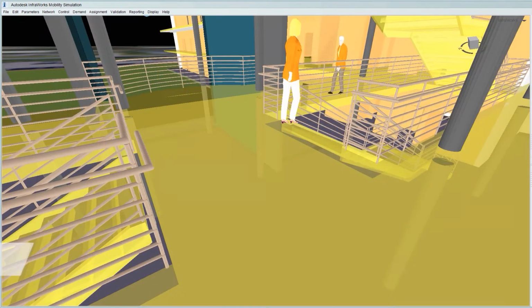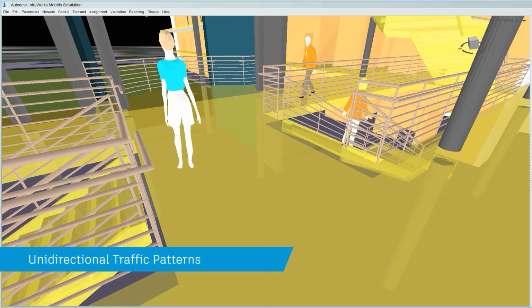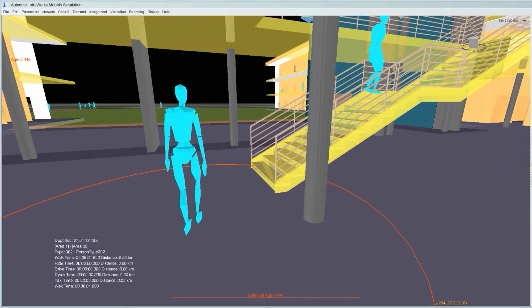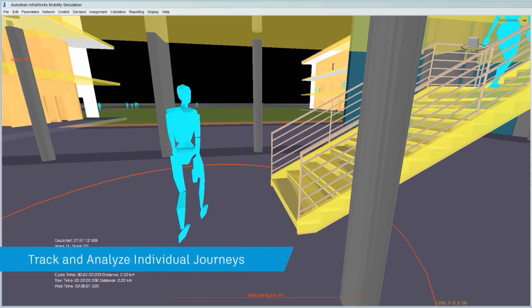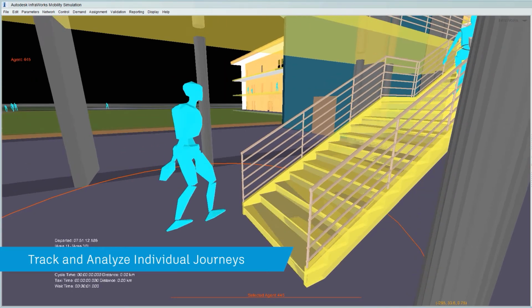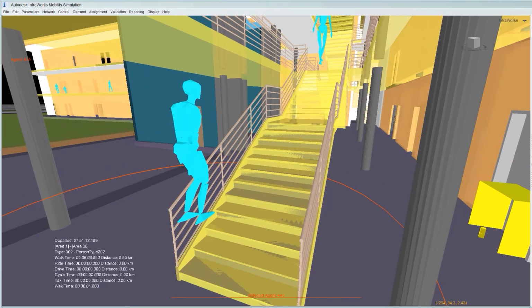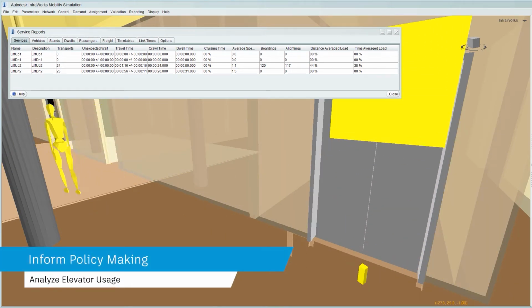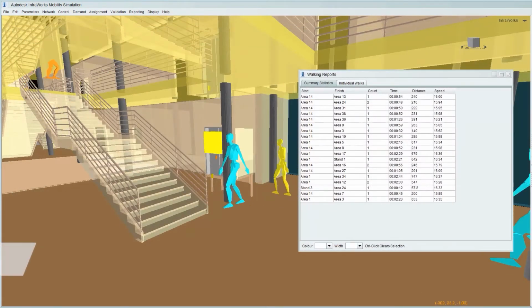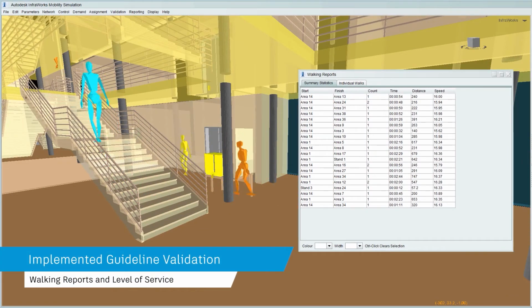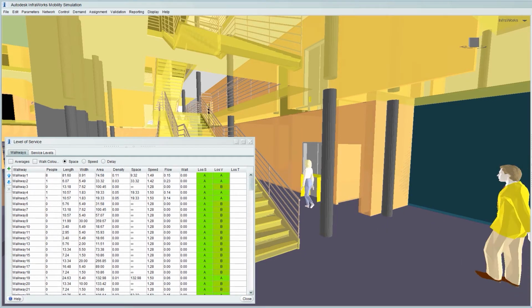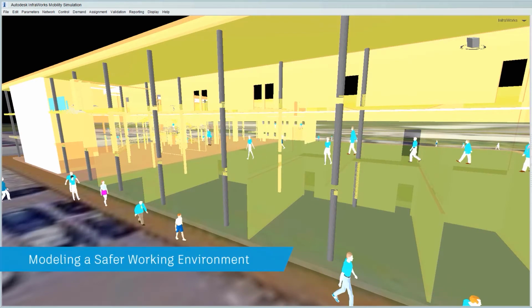Maintaining physical distancing and implementing unidirectional travel patterns will also help to minimize proximity issues. Mobility simulation can assist in gathering people movement data, such as individual journeys, elevator usage, and crowd behavior, which is vital to the understanding and design of managed personal routing systems. This important data can be used to inform policymaking by bringing data-driven insight to physical distancing and efficiency of travel to ensure a safer working environment.